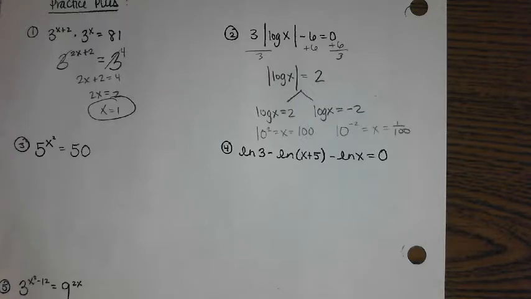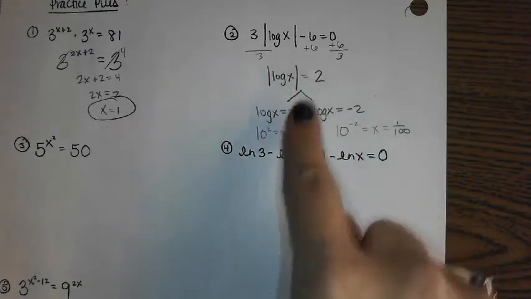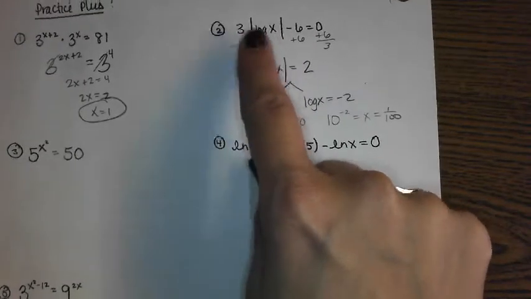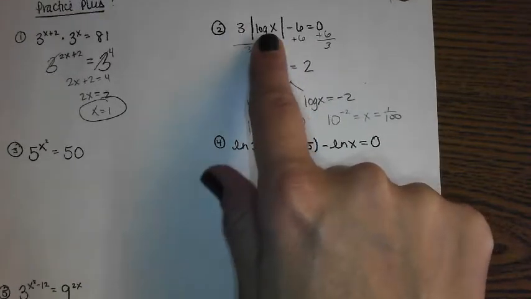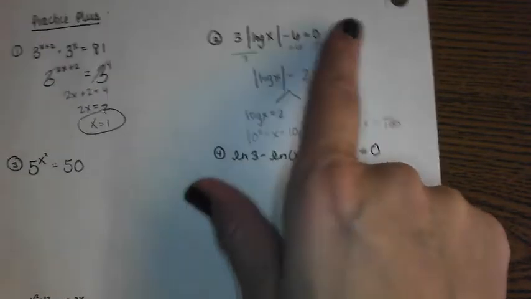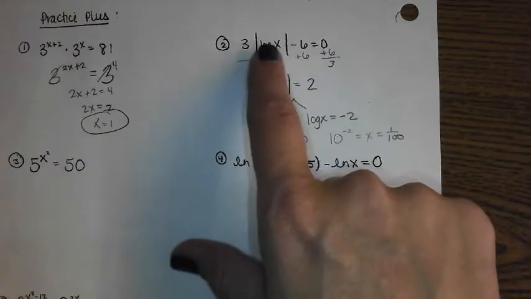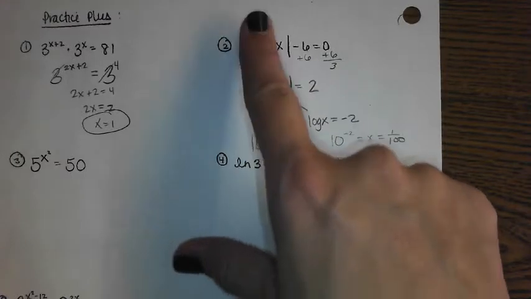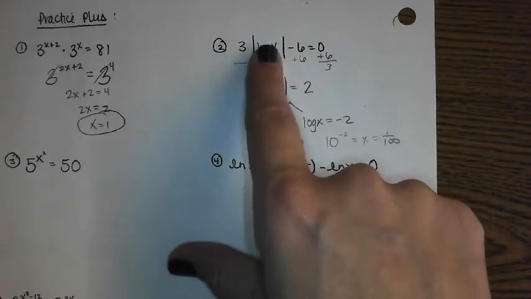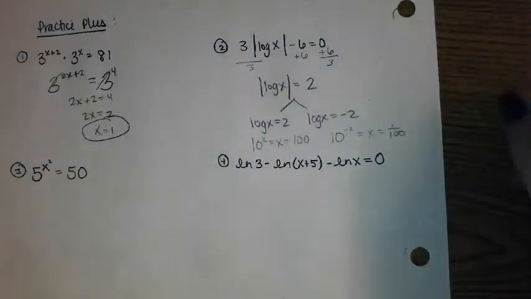Good? And so if x was 100, the log of 100 is 2. 3 times 2 is 6. 6 minus 6 is 0. That works. If x is 1/100, the log of 1/100 is -2, but there's an absolute value sign around there, so make it 2 times 3 is 6 minus 6 is also 0. Good? So they check out.